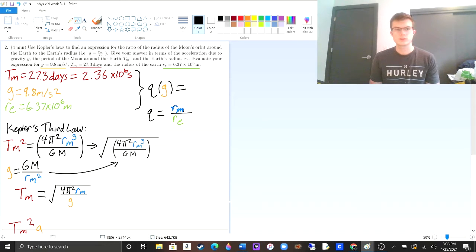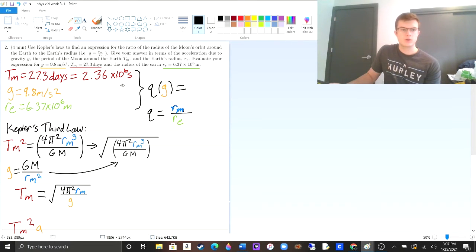Problem number 2 says that we have to use Kepler's laws to find an expression for the ratio of the radius of the moon's orbit around the Earth to the Earth's radius, which is q. And then we give our answer in terms of the acceleration due to gravity, the period of the moon around the Earth, and the Earth's radius, and we evaluate our expression once we have figured it out.